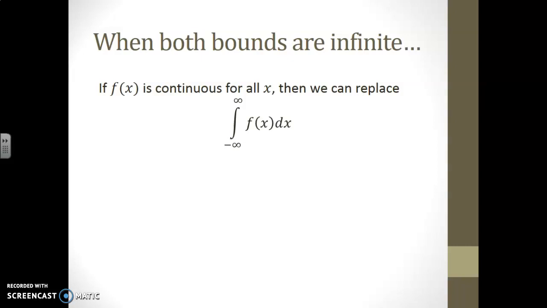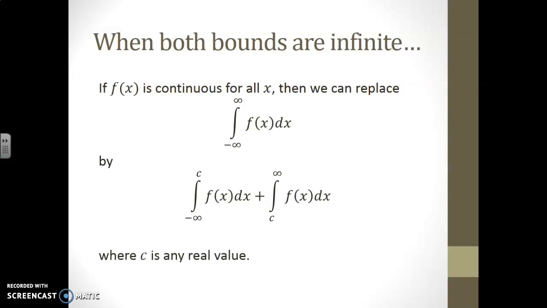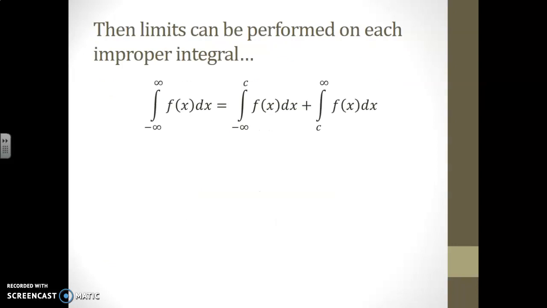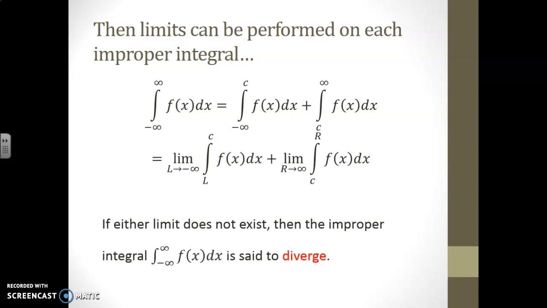Finally, we could have infinite bounds at both the left and the right extremities. In that case, we will have to split up the integral into two pieces and perform individual limits on each one. The choice of the point where we do the separation is actually irrelevant. So once again, on each improper integral that has infinite bounds, we would now apply limit processes. If either of these limits does not exist, then the improper integral is said to diverge.